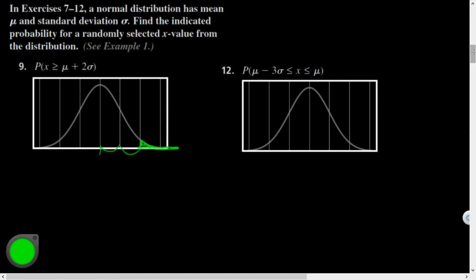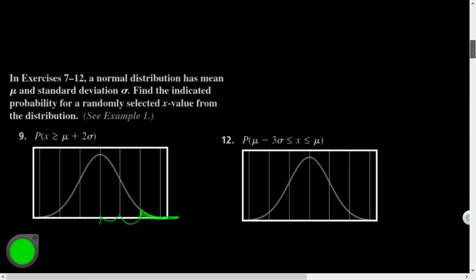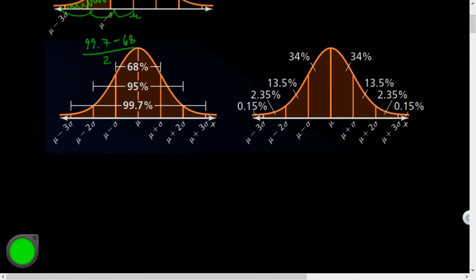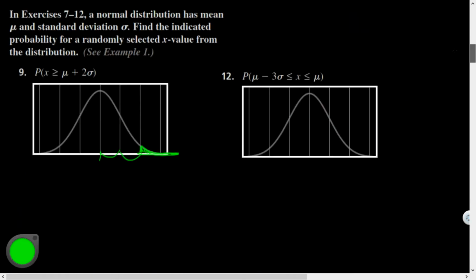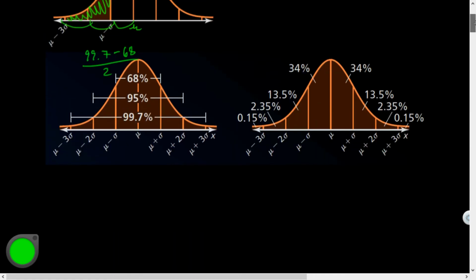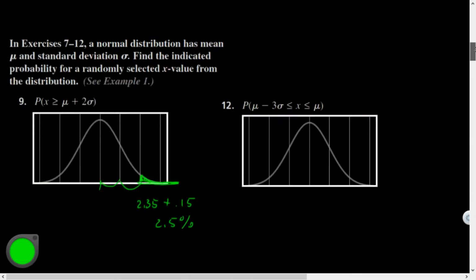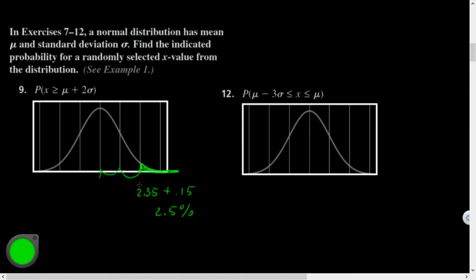Thank you. So if I want everything beyond that, yeah, I think I would end up adding those two together. Do you guys agree? 2.35 plus 0.15, which is equal to 2.5%. Question? Oh, well, I'm referencing a chart, right? So that's the way I know it. So I'm shading the spot that I want, and then I'm matching it to the chart, and I'm realizing I want that amount plus that amount. So that's what you gotta become familiar with.